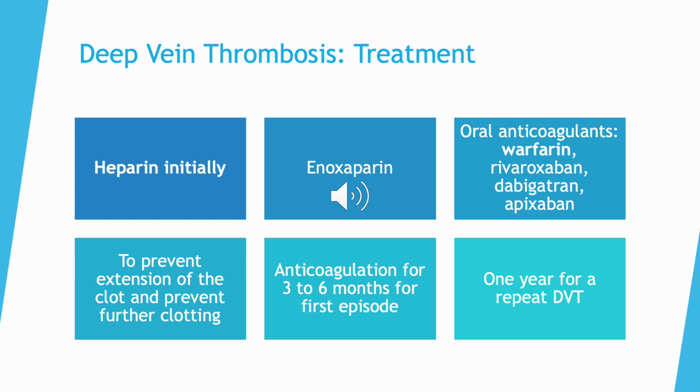And then to prevent the extension of the clot and further clotting, they will be on anticoagulation for 3 to 6 months if it's their first episode. If it's their second episode having a DVT, they will be on anticoagulants for 1 year.